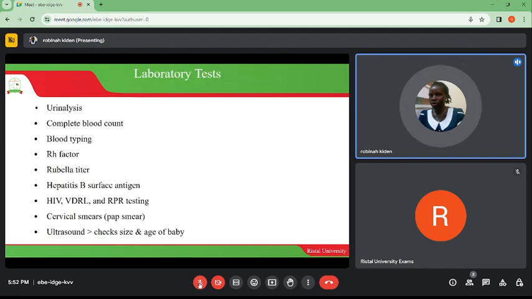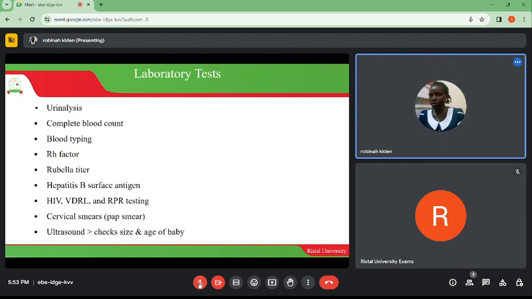Laboratory tests. The tests that we carry out during this visit: we do urinalysis, complete blood count, blood typing, rhesus factor, rubella titer, hepatitis B surface antigen, HIV, and syphilis, which can be done through VDRL and RPR testing. So any of these can work. Then cervical smears, for pap smear, then ultrasound to check the size and the age of the baby.